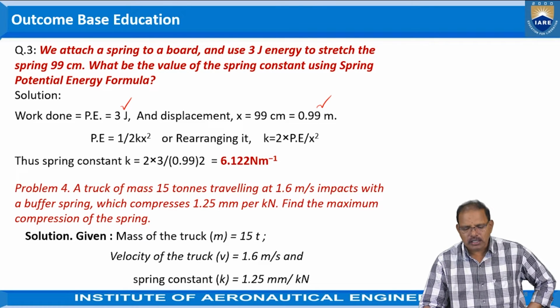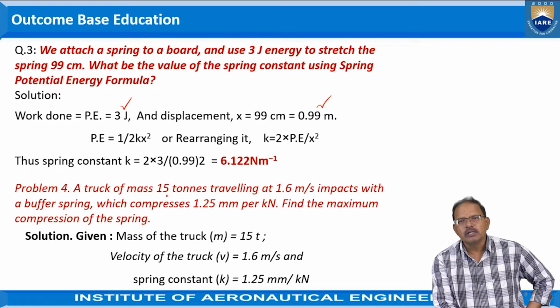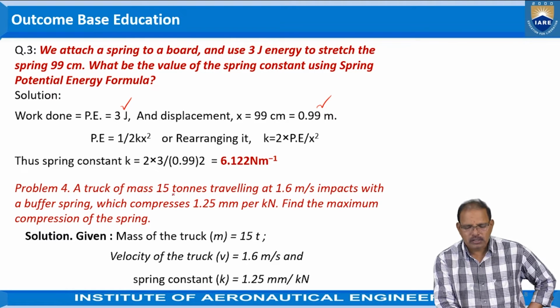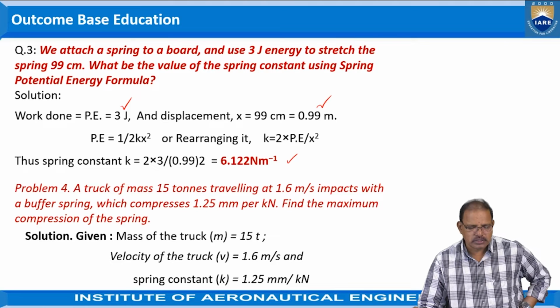Rearranging this equation, k is equal to 2 into potential energy divided by x square. From this relation we get 2 into 3 divided by 0.99 whole square, which is equal to 6.122 Newton per meter. This is known as the spring constant.